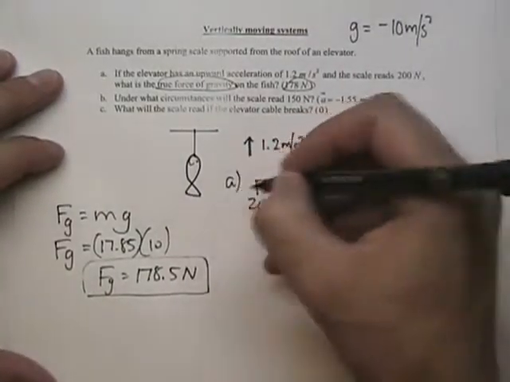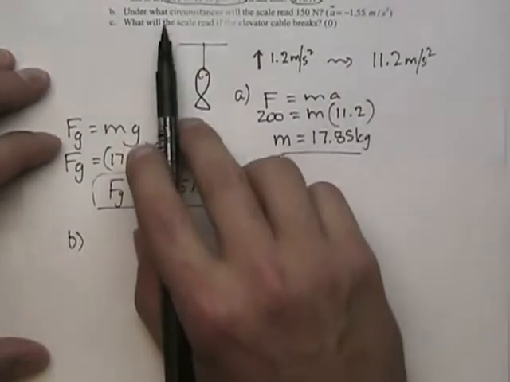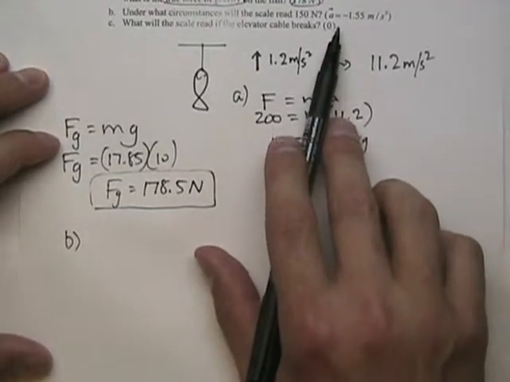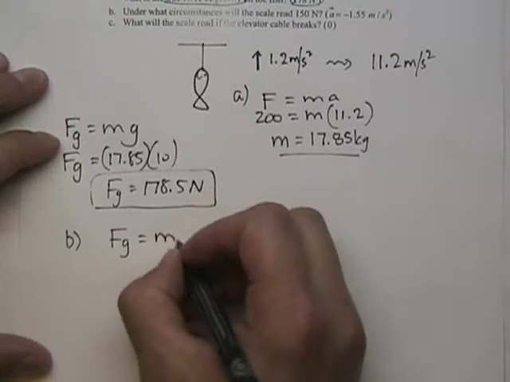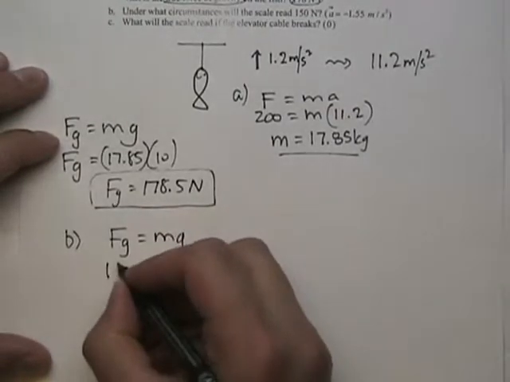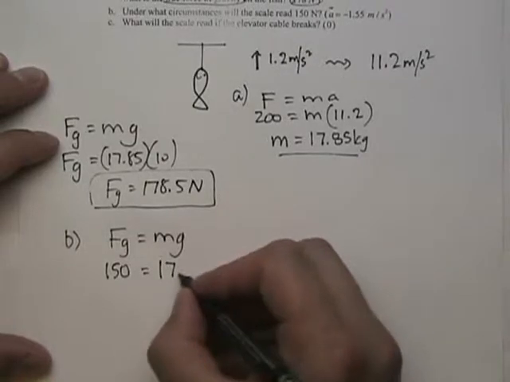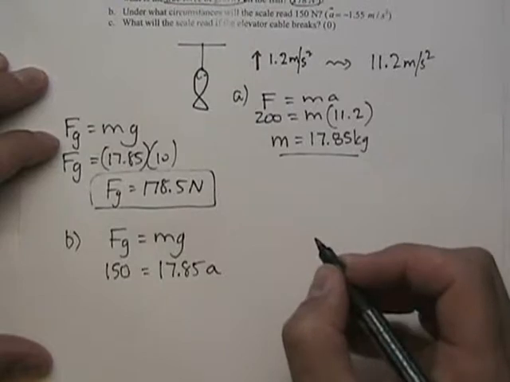So that was A. B would like us to answer, under what circumstances would the scale read 150 newtons? Well, for that one, we just go Fg equals mass times gravity. The force due to gravity is our scale reading of 150. We know our mass is 17.85 kilograms. Solve that for the acceleration.